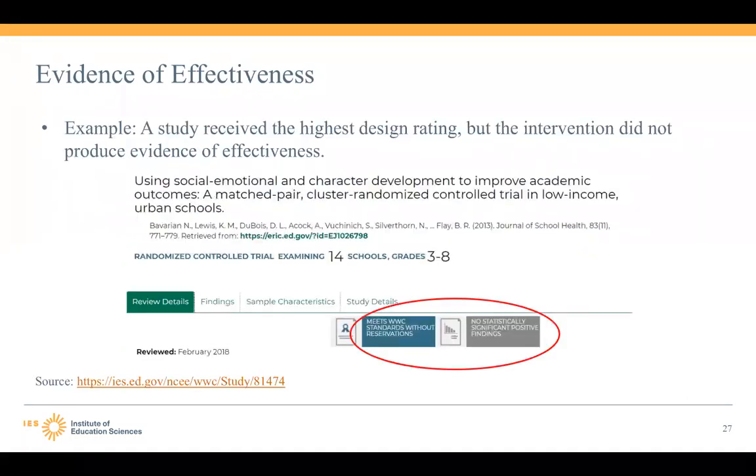So here we have a study that is a well-designed randomized controlled trial. And the study has the highest rating of meets WWC standards without reservations. However, the study did not have any statistically significant positive findings, and there is no ESSA rating for the study, which makes sense because a statistically significant positive outcome is one criterion for all ESSA tiers except Tier 4.